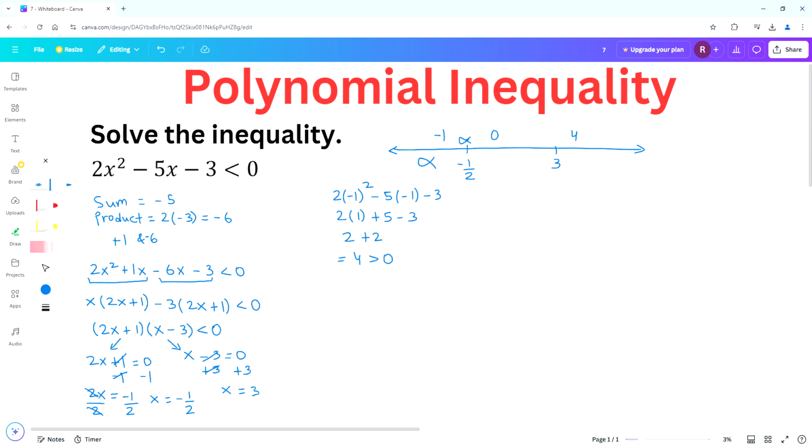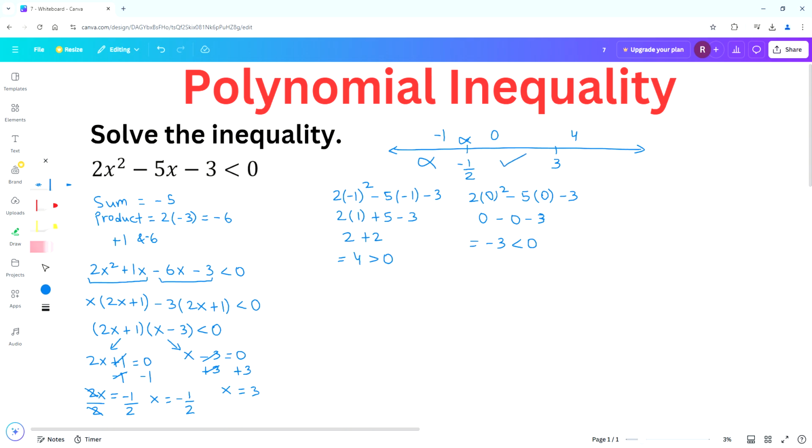Next, we can use the test value 0. We should sub in x as 0 in the given inequality. I get -3. -3 is less than 0. Therefore, the inequality is satisfied in the interval between -1/2 and 3.